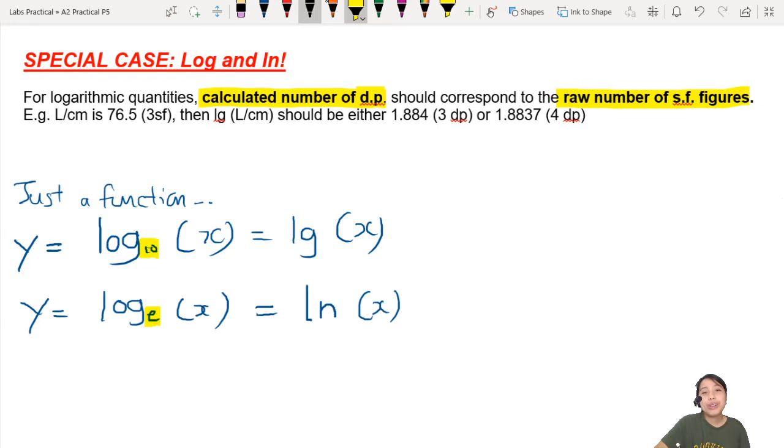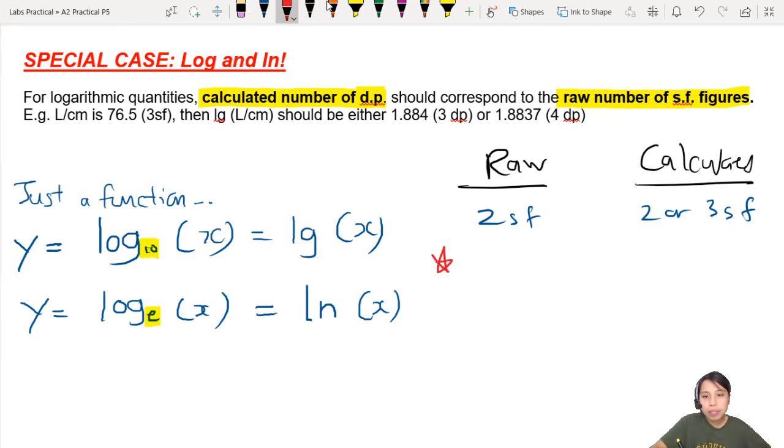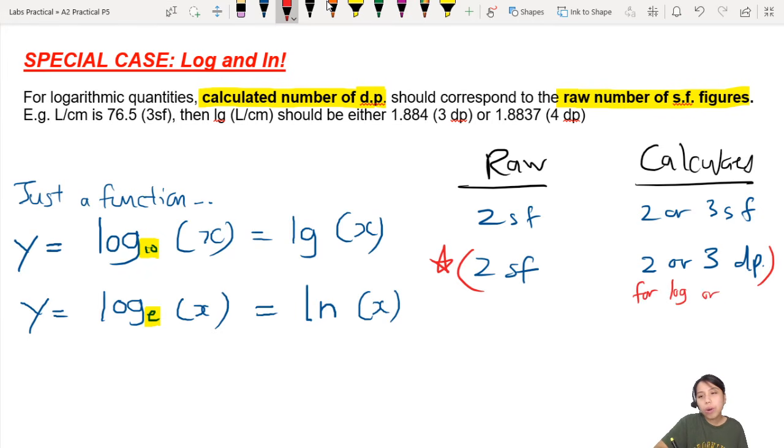Okay, let me redraw the thing just now. So you have raw value, you have calculated value, right? Previously, in the normal case, we just say, oh, if this is 2SF, then this is 2 or 3SF, right? Normal case. Now, this special case is the one down here. If you have 2SF for your raw value, then this one should be 2 or 3 dp. Now, this is a special case I'm talking about. And this is for logarithms only. So anything log or ln.